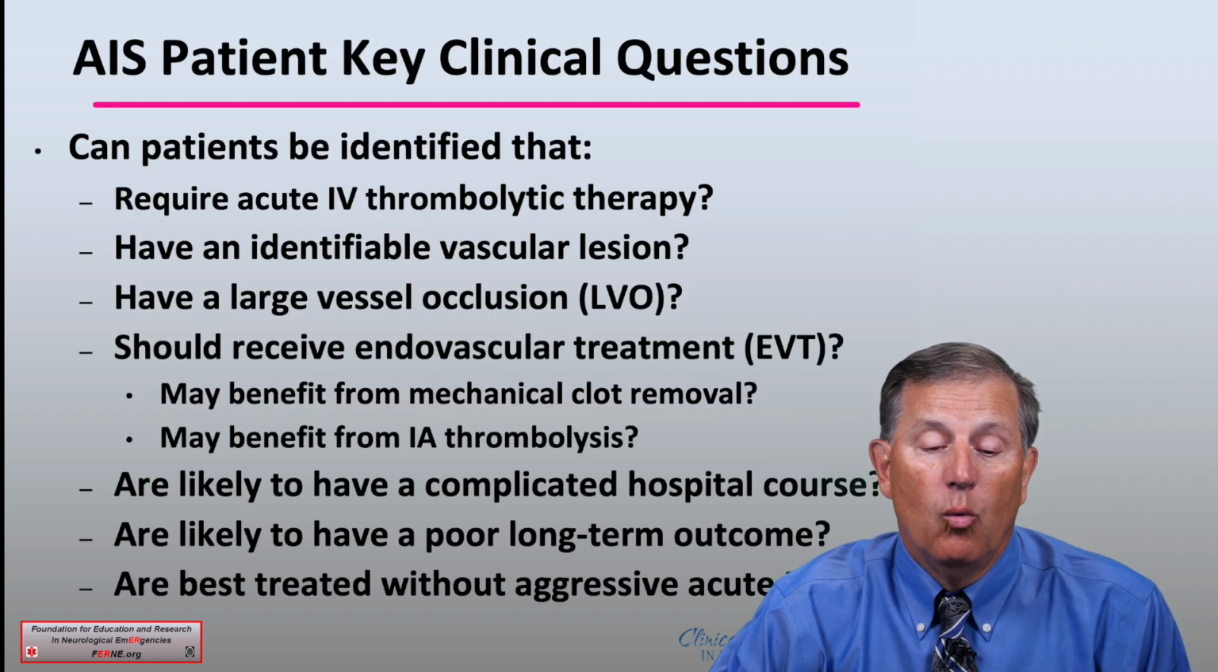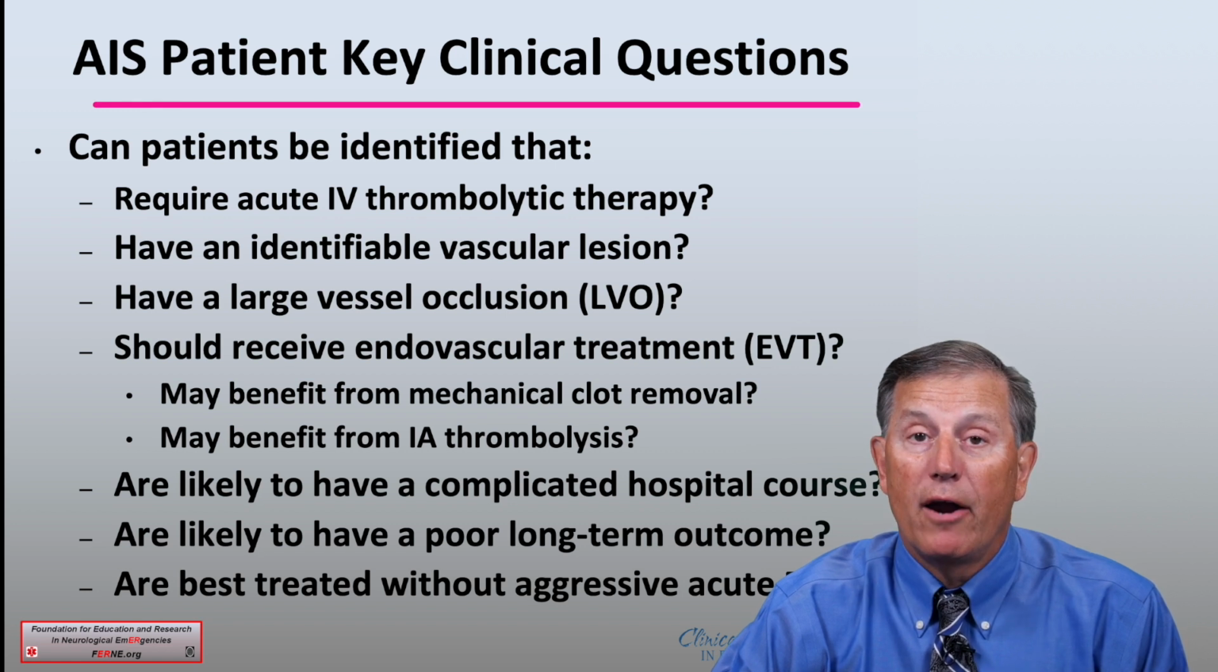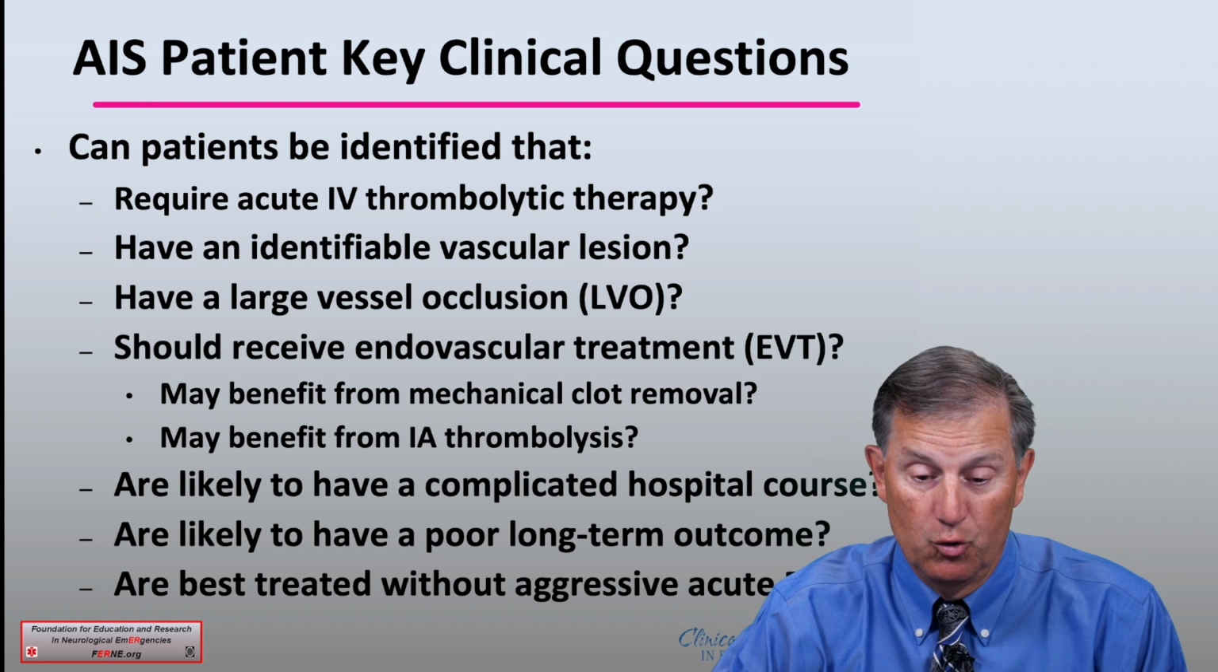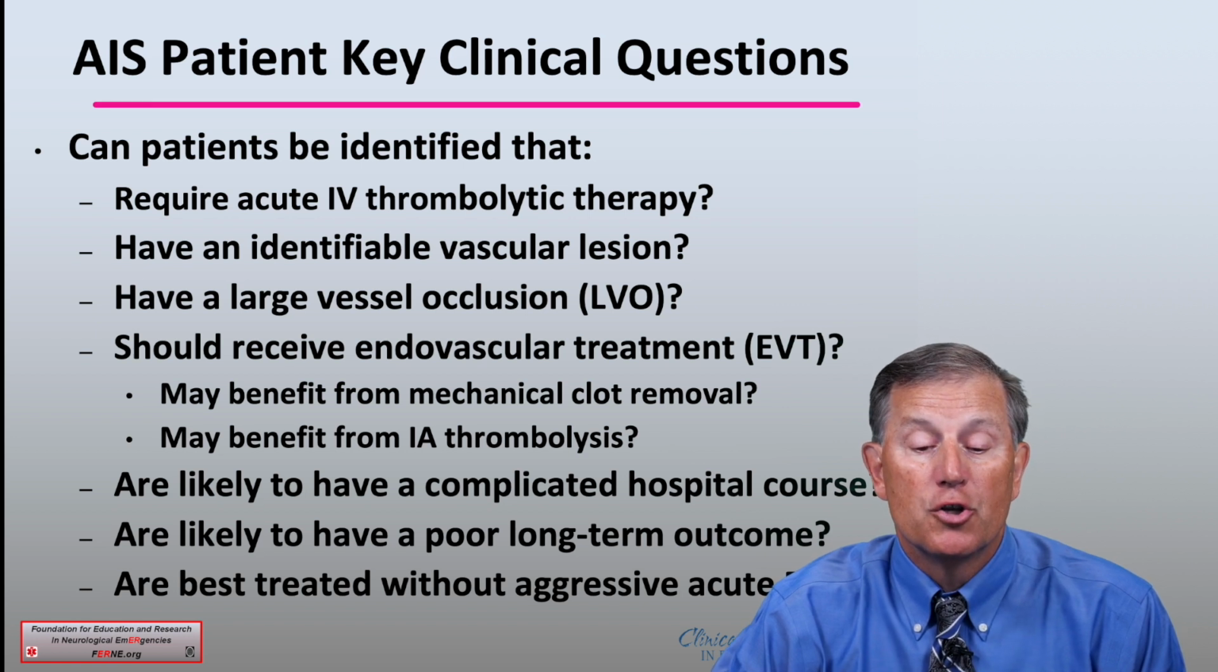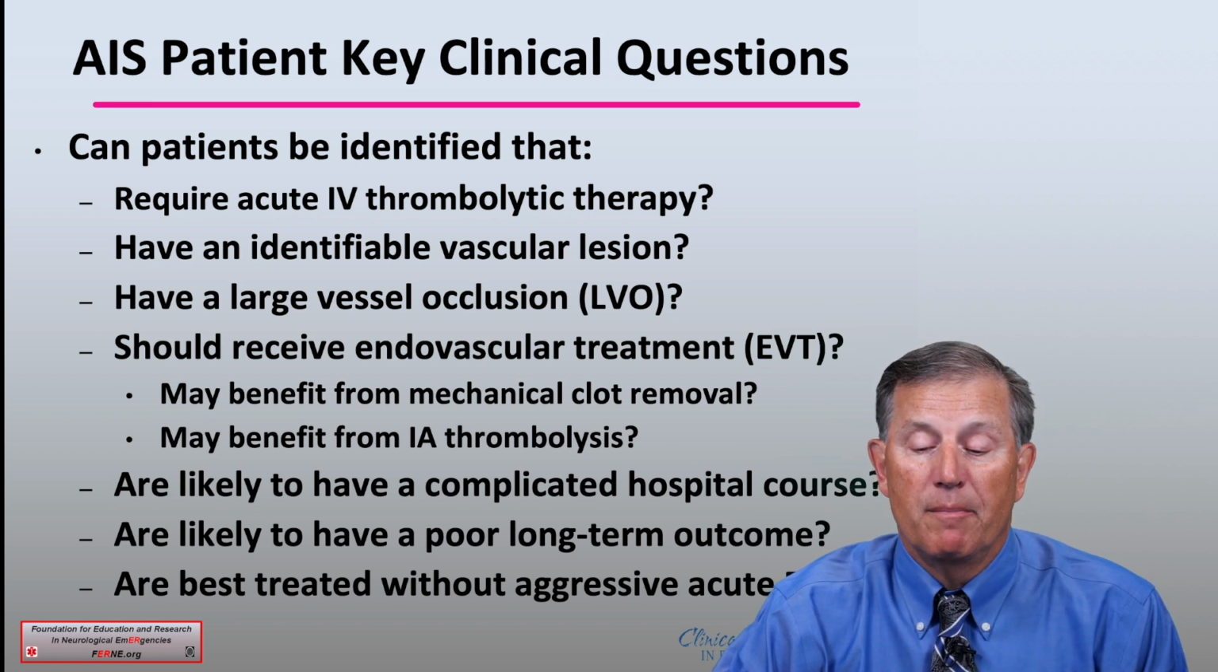First, we'd like to know whether patients in particular can be identified that require acute IV thrombolytic therapy, have an identifiable vascular lesion, have a large vessel occlusion or LVO, should receive endovascular treatment or EVT, and who may benefit from some type of mechanical clot removal or intraarterial thrombolytics.